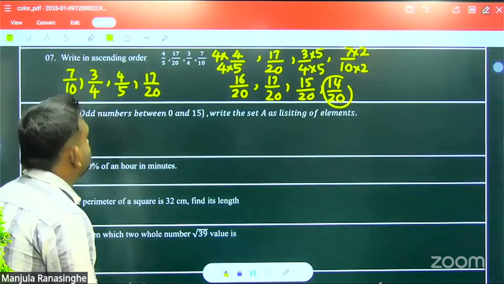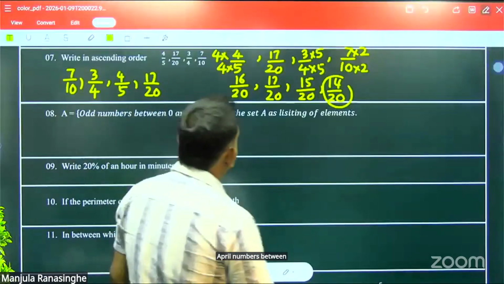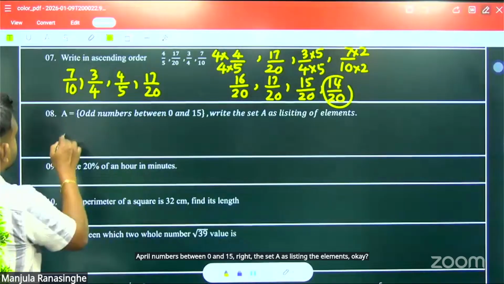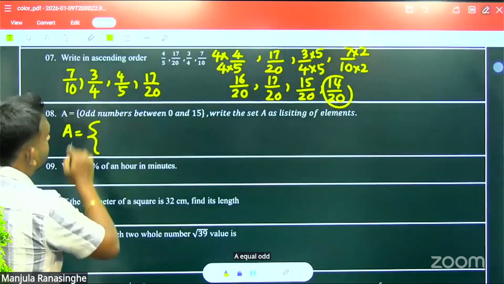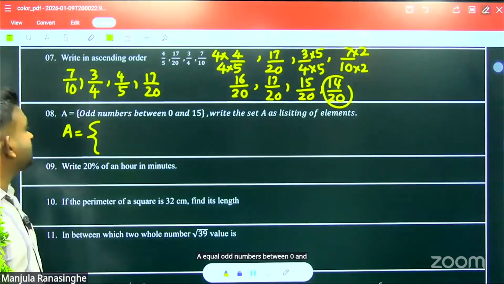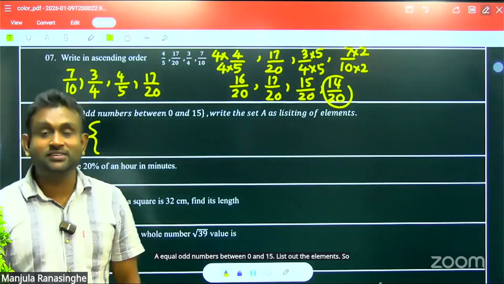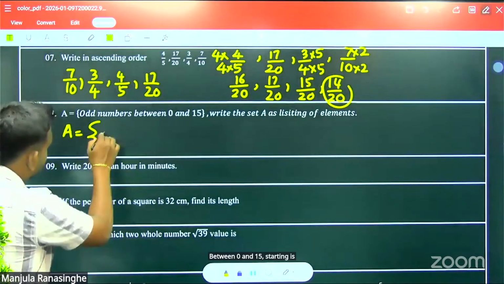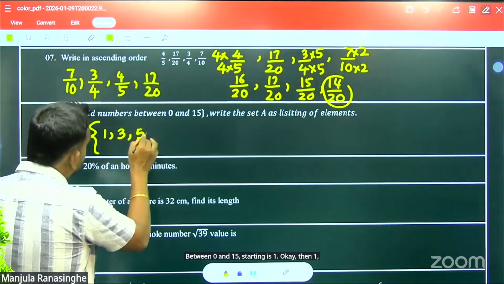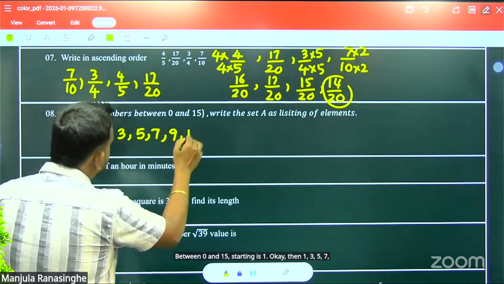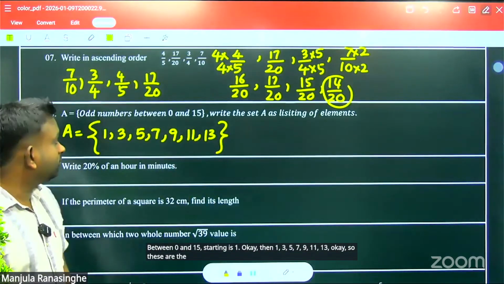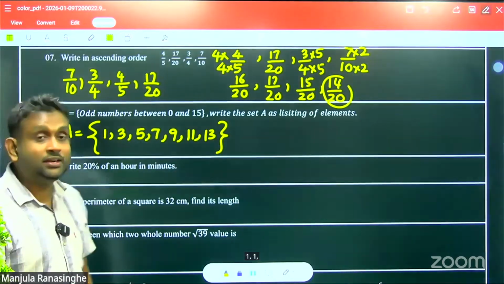Question 8: odd numbers between 0 and 15. Write the set A by listing the elements. A equals odd numbers between 0 and 15. List out the elements. So what are the odd numbers between 0 and 15? Starting is 1, then 1, 3, 5, 7, 9, 11, 13. So these are the odd numbers.